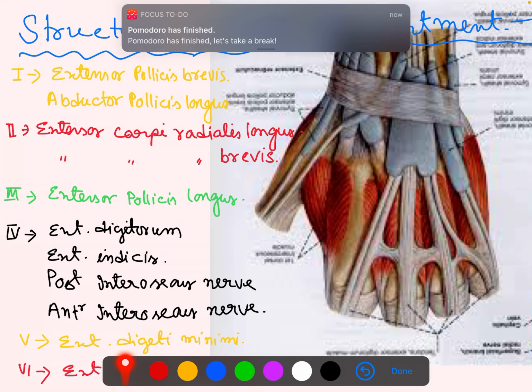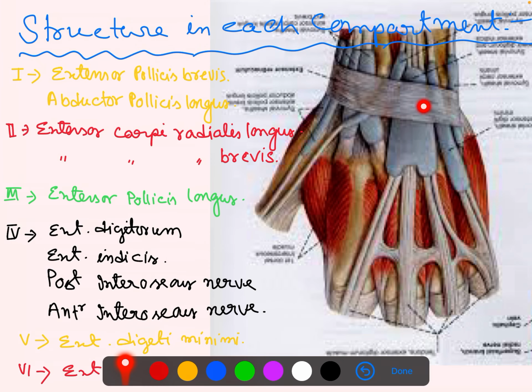And in the fourth compartment, the extensor digitorum. This is the fourth compartment. The component is extensor digitorum. So these are the extensor digitorum and extensor indicis, which goes to the index finger. And the posterior interosseous nerve. There is one nerve which is called the posterior interosseous nerve, and the anterior interosseous nerve. Both pass through the fourth compartment.